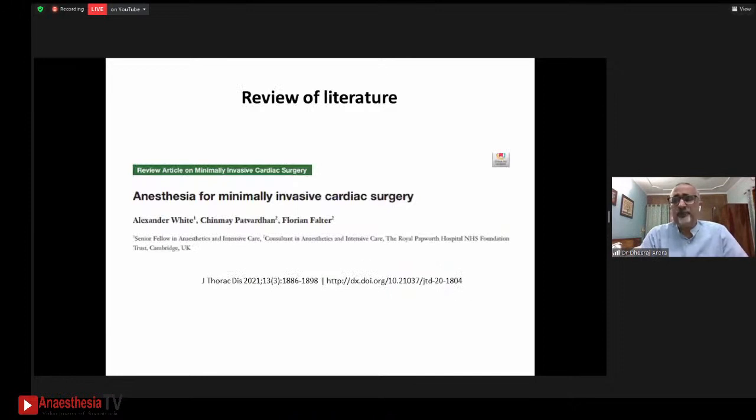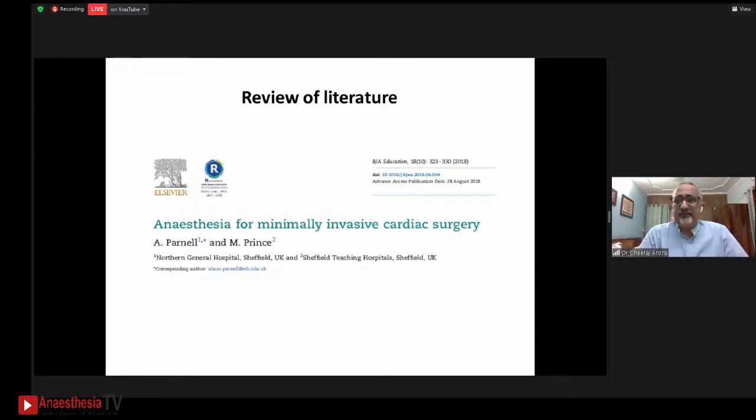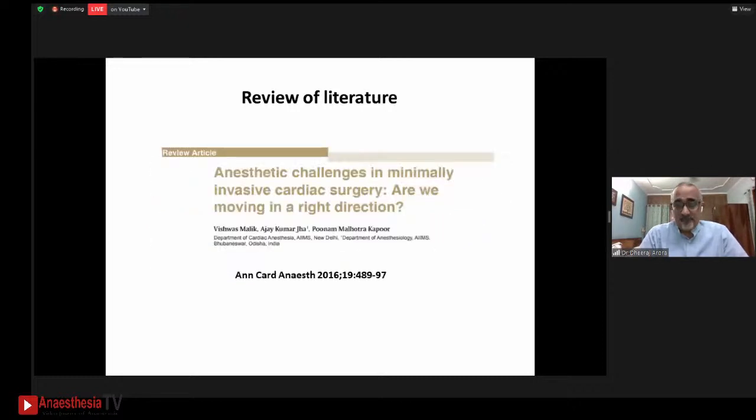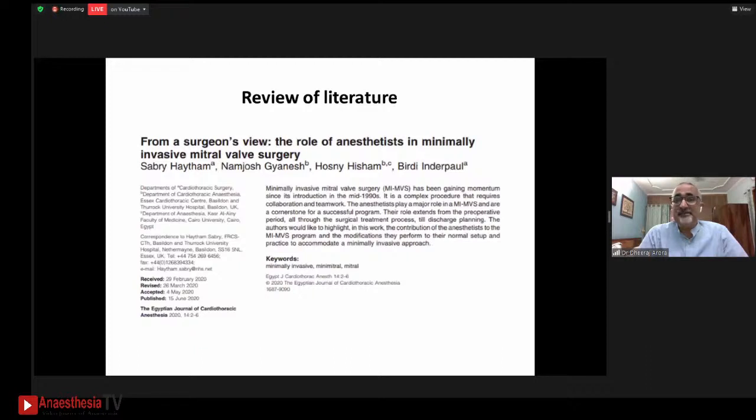Now, if we see the review of literature, there are too many papers on anesthesia for minimal invasive surgery. The latest paper came in 2021 by Alexander White. Then one paper in BJA is also there from Parnell in 2018. Then from our institute, from AIIMS also, there is one paper about the anesthetic challenges. Then a surgeon paper is there: what should be the role of the anesthetist in minimal invasive mitral valve surgery? This is from the surgeon's perspective.